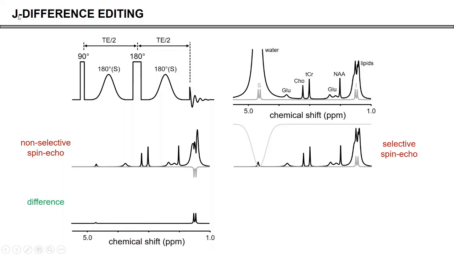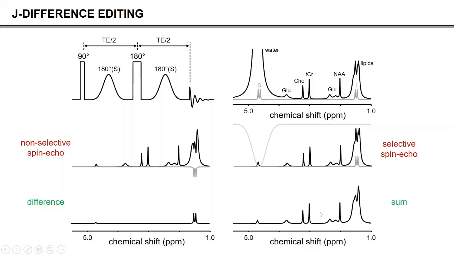The advantage of J-difference editing is that because you store these two data sets separately, you can also add them together, and that gives you all the other signals. So this is the principle of J-difference editing. Do two experiments, one with and one without J evolution, and then the difference will give you your edited signal.